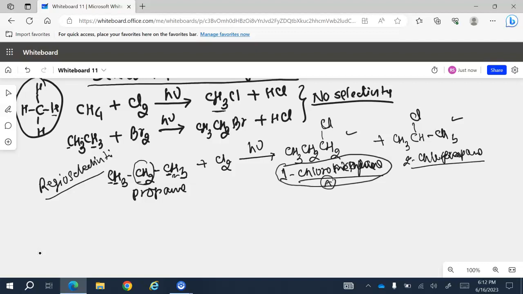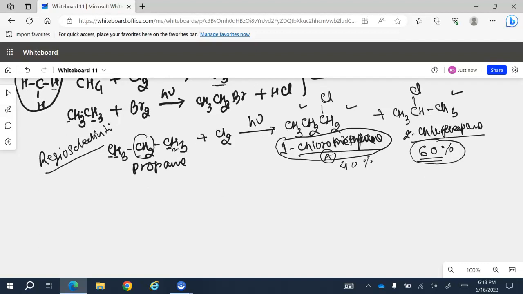But the statistics does not work here. If you do this experiment and determine their percentage, the ratio here, 2-chloropropane is formed in about 60%, whereas 1-chloropropane is only 40%. So that means 2-chloropropane is the major product and 1-chloropropane is the minor product. Now, why is this the major product? What is playing the role?